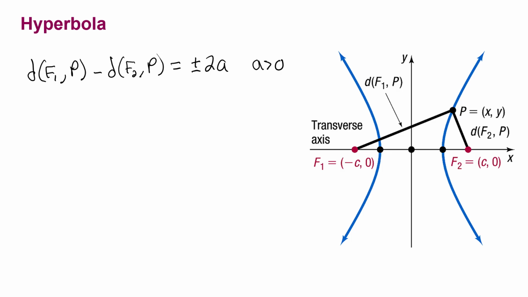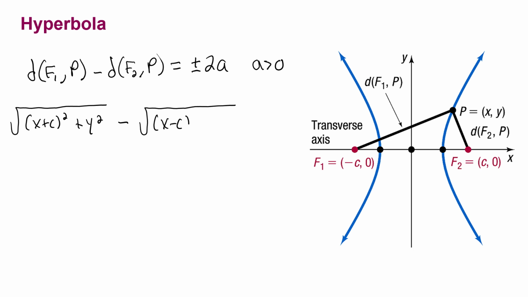Now the coordinates of p must satisfy the equation that we just wrote. Using the distance formula from the point P to each focus, we can write this equation as the square root of the quantity, the square of the binomial x plus c, plus y squared. Now we subtract from this the distance from f sub 2 to p, which we write as the square root of the quantity, the square of the binomial x minus c, plus y squared. And again, this is all equal to plus or minus 2a.